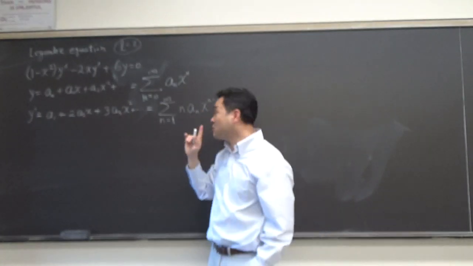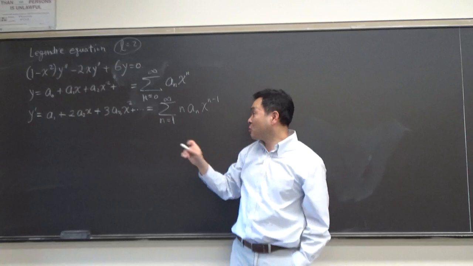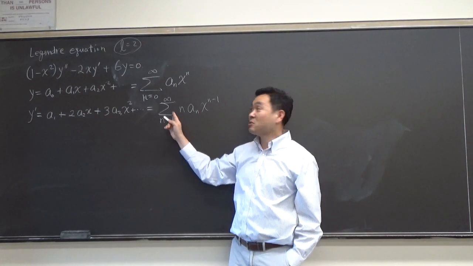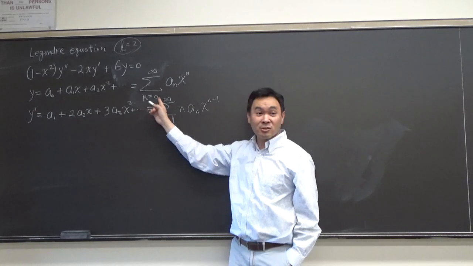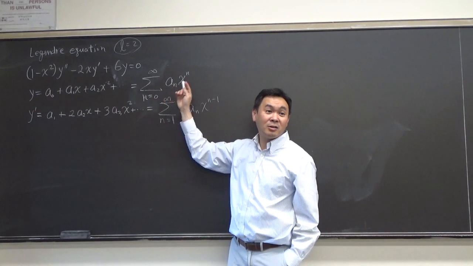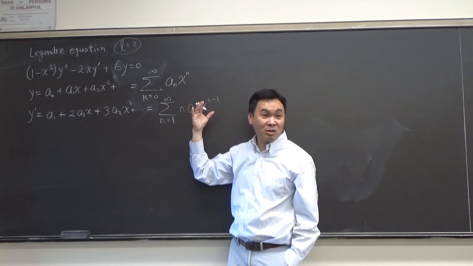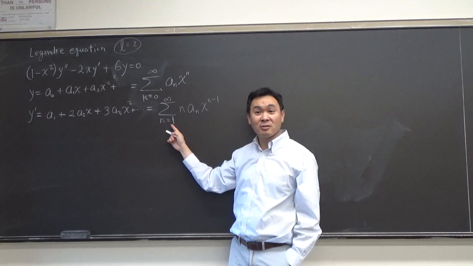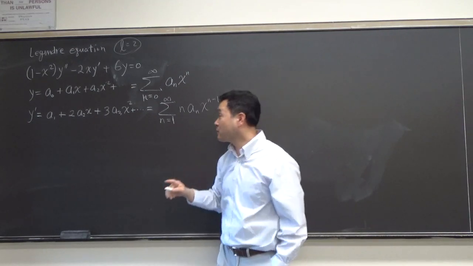Except, if you do that, then it will be unclear why your n starts from 1, not 0. Okay? Why does n start from 1 rather than 0? Because n equals 0 gave you a constant term which differentiates to 0. It's gone. That's why n starts from 1. Does it make sense? Right?